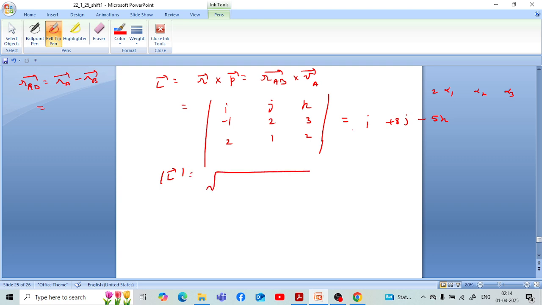The modulus of L is the square root of the coefficient of i squared, which is 1, plus the coefficient of j squared, which is 8 squared, which is 64, plus the coefficient of k squared, which is minus 5 whole squared, so 25. This value comes out to be square root of 90. And in the problem we have to calculate the value of L, where this is the L inside the square root.